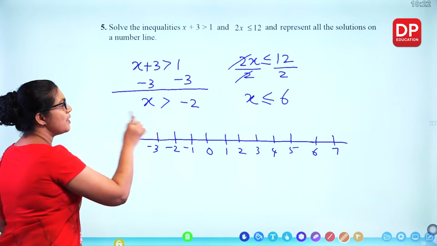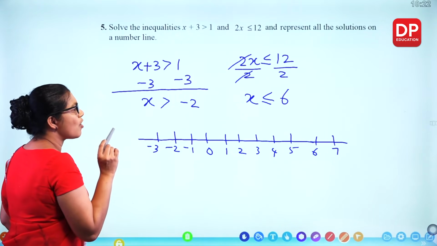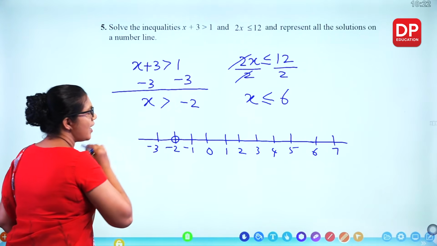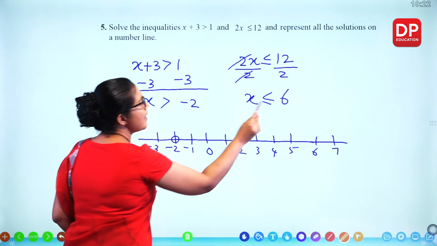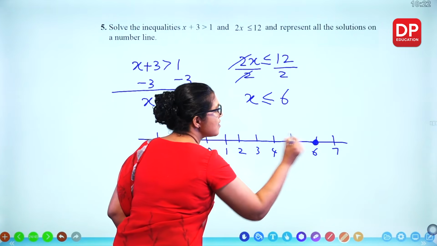So here first we'll do x greater than minus 2. Here minus 2 is not included, so we draw an open circle. x less than or equal to 6 means 6 is included, so you draw a solid circle.